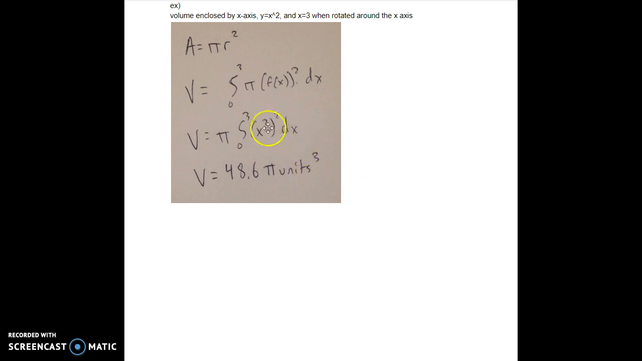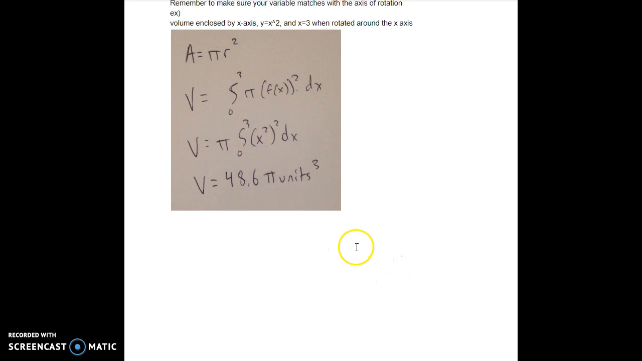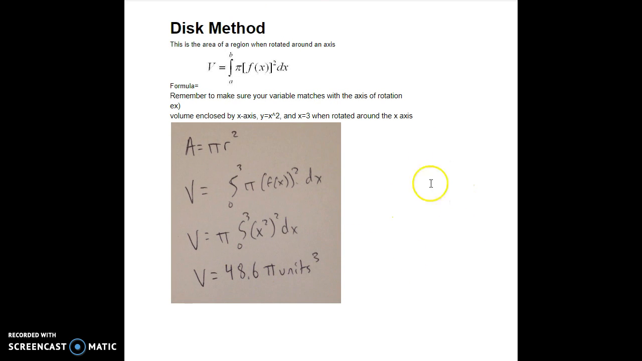And if you don't have a calculator, you obviously just take the integral of x squared, evaluate it at 0 and at 3, and subtract the integral at 0 from the integral at 3. Either way, you'll get 48.6 pi units cubed. So that's how you do the disk method and the area under a curve.